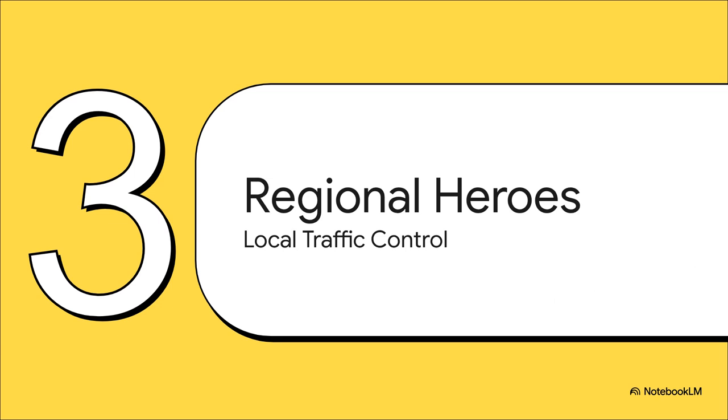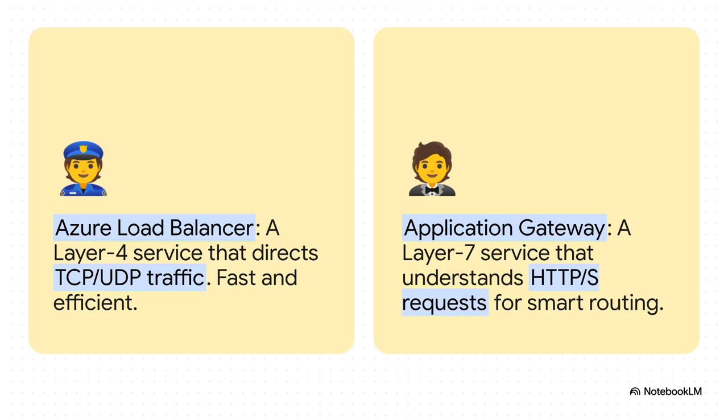All right, let's start with the regional heroes. These are your go-to solutions when your app and your users are all hanging out in the same single Azure region. So, in this regional space, you've got two main choices. On one side, you have the Azure Load Balancer. It's your layer 4 traffic cop. It only looks at the network address and directs any kind of TCP or UDP packet without really knowing or caring what's inside. It is incredibly fast and efficient for any type of traffic, not just web.